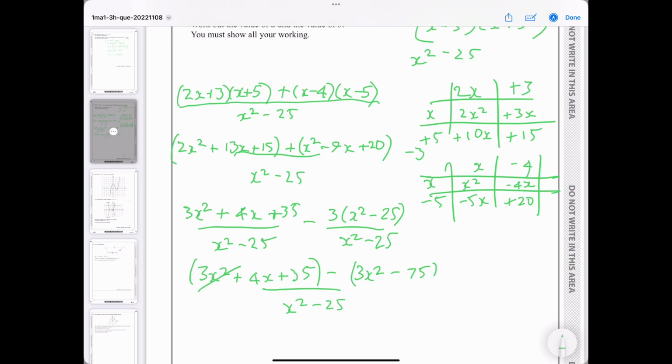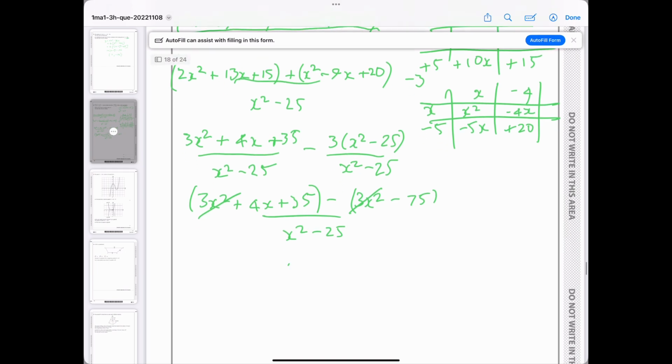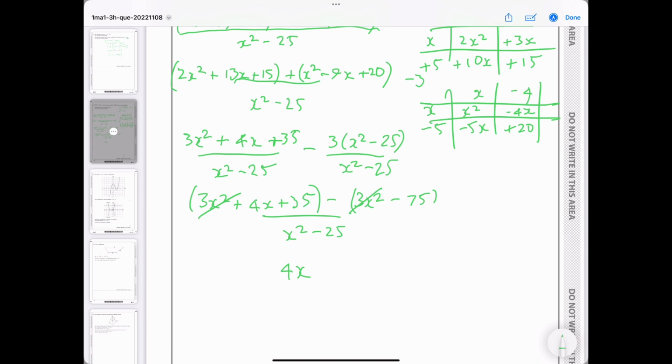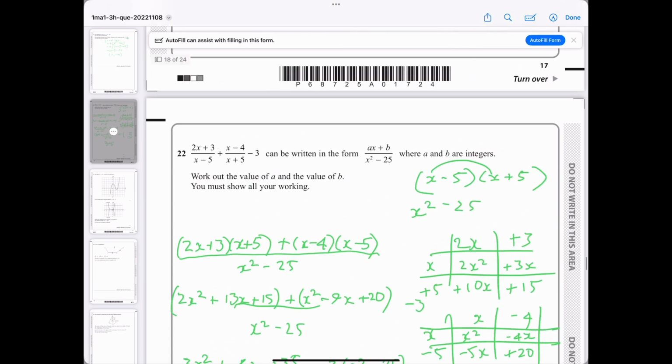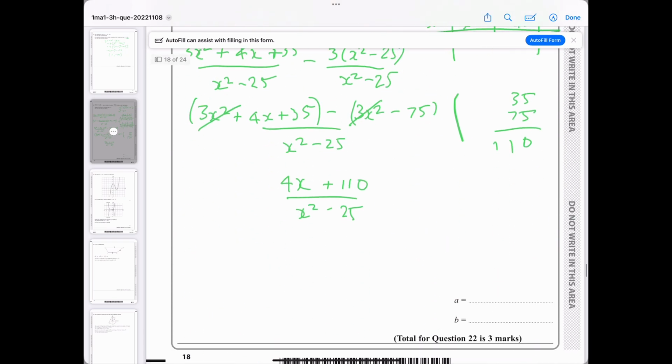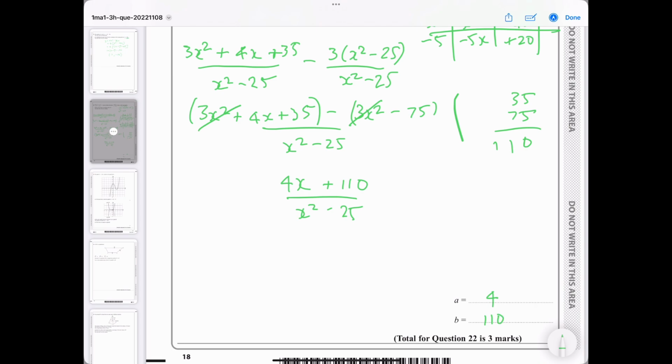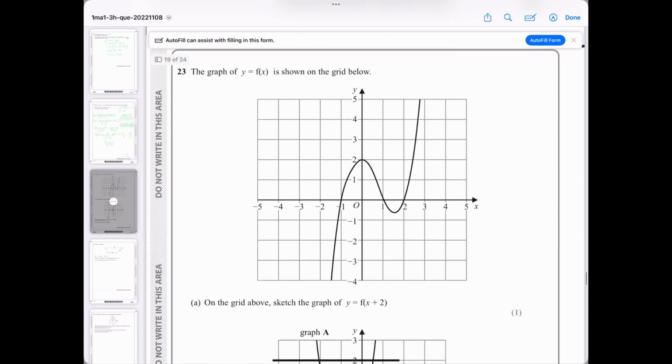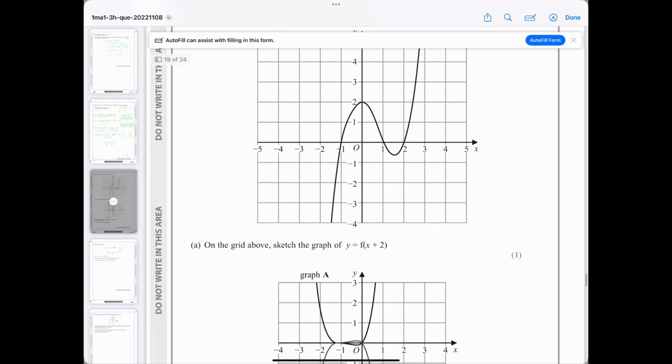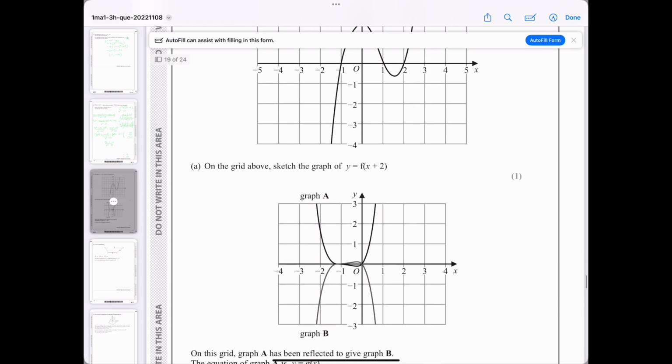So that means we get rid of those. We don't have any other coefficients of x, so it's 4x. And then plus 35 minus minus 75, which is 35 plus 75, which is 110. So it's plus 110 over x squared minus 25. So it's ax plus b, so a equals 4 and b equals 110. That is f of x.